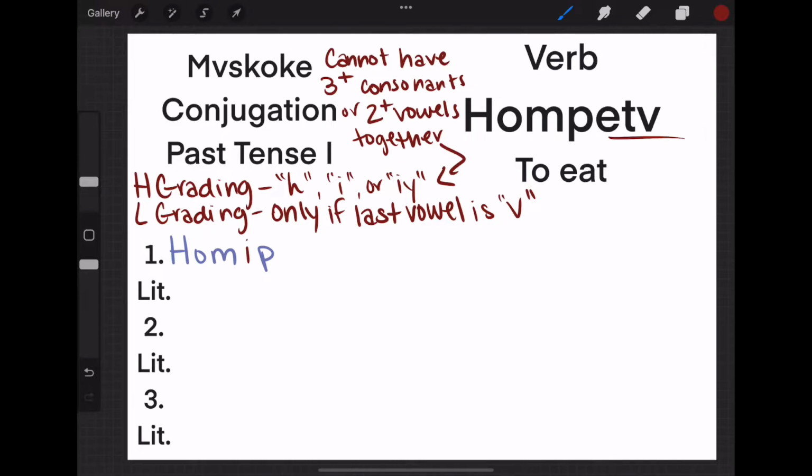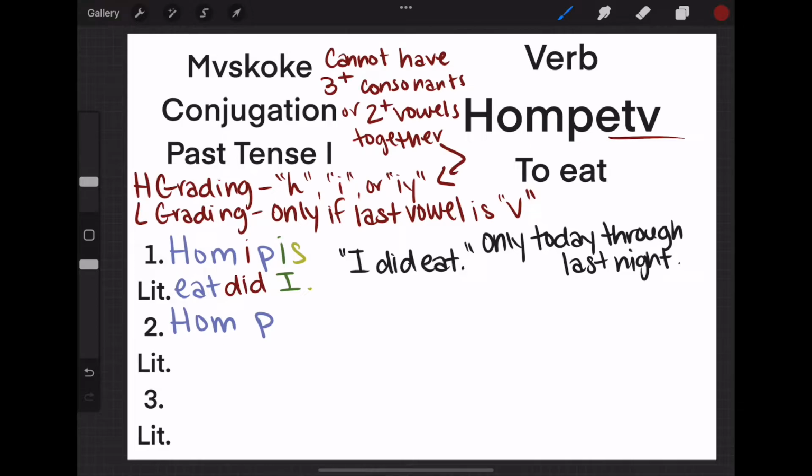When we use the I in H grading, it comes before the last consonant in the verb stem. So in this case, it will come before the P. This is in first person, so we will use our first person marker, I, and our declarative ending S. This translates literally to eat, did, I, and the translation would be I did eat.